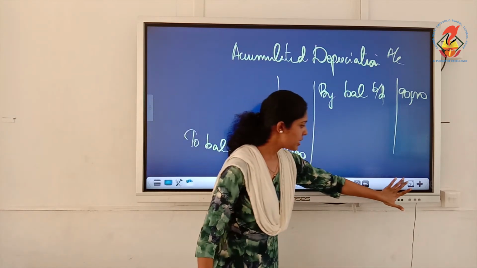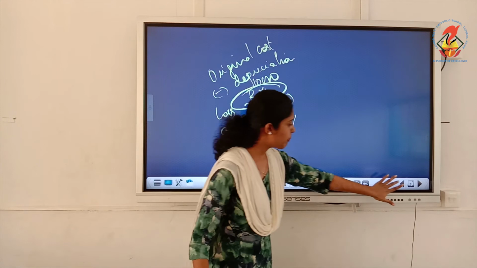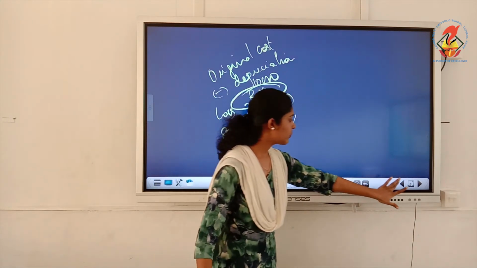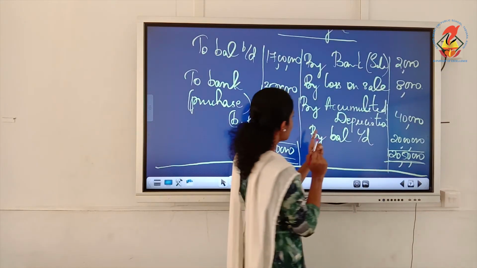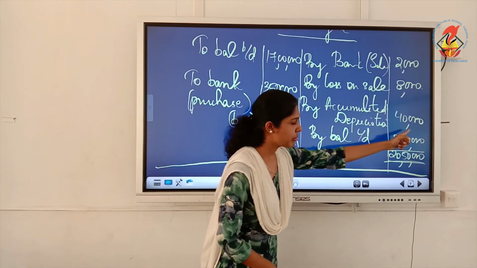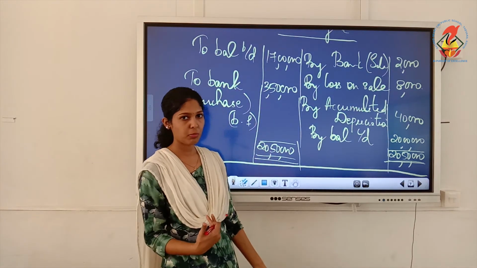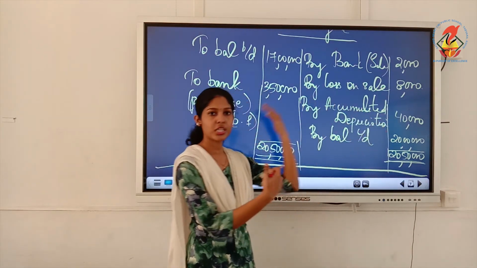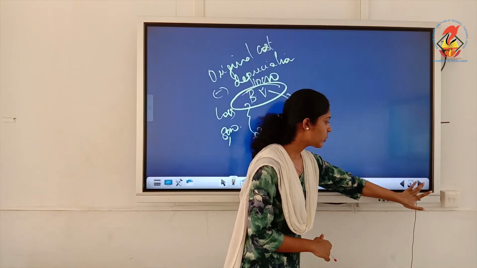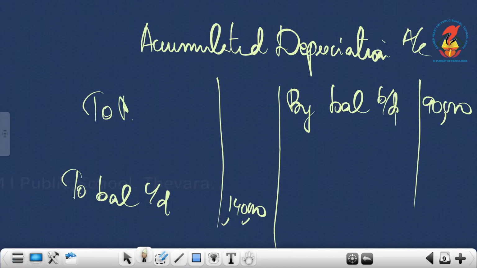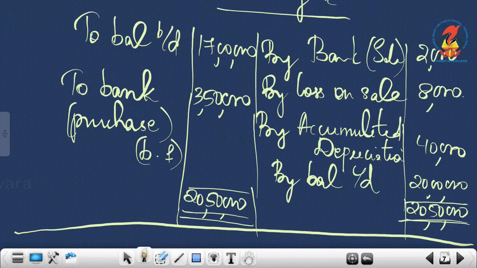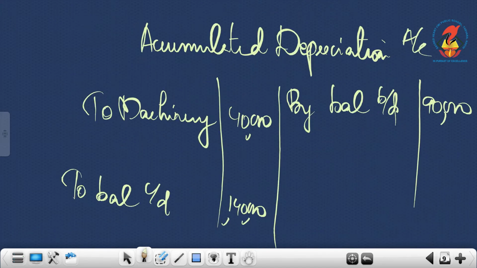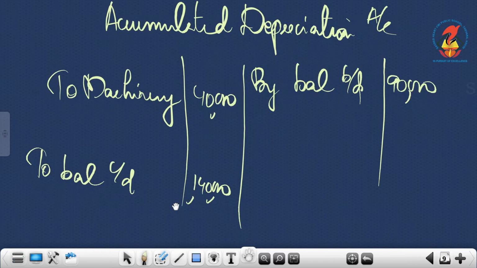Next what you have to do is just see this account that we prepared, the fixed asset account, the machinery account we did. Here we have accumulated depreciation 40,000. Now we are doing accumulated depreciation. Take this figure to the opposite side and this will be written as to machinery because we are taking it from machinery. So to machinery 40,000.